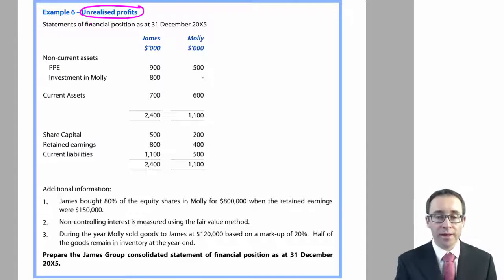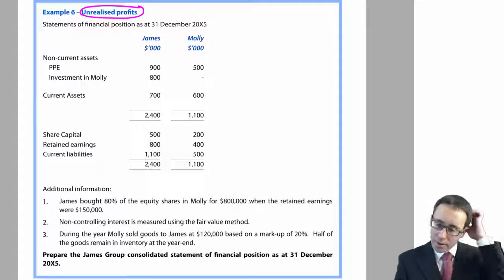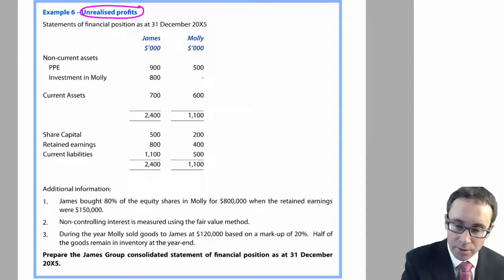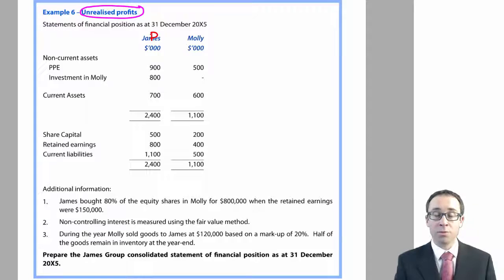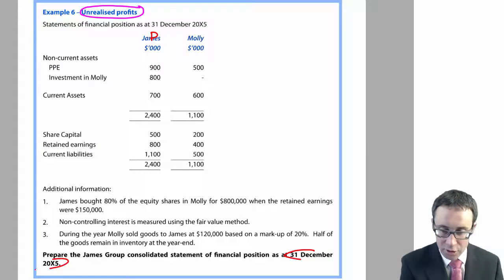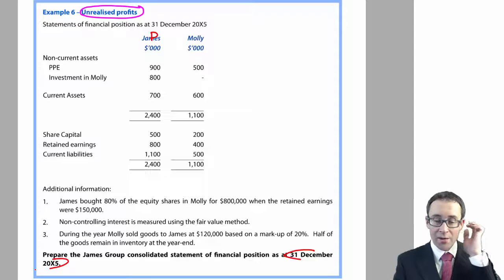Okay, so what you've got there is a question that wants you to work out the statement of financial position for the James Group. So James must be the parent. Is it there the 31st of December 20x5? That's our year end, isn't it? Okay. Nothing that we haven't really seen already. You can see the assets at the top, liabilities and equity at the bottom.